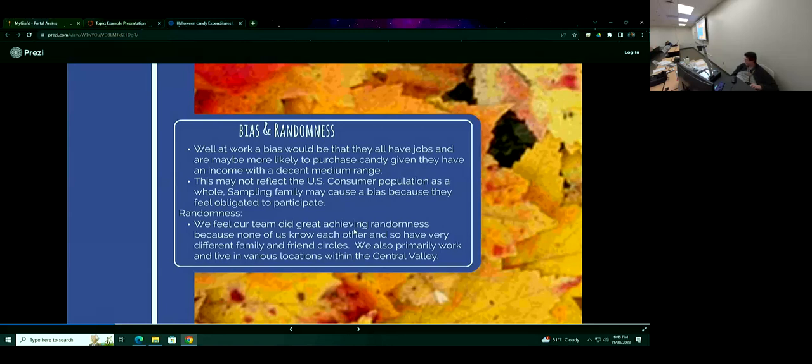So since they were asking people that were employed, they might be more likely to purchase candy at a higher income because they were all working at decent jobs. So they thought that might affect the outcome of the answers. That is a bias, and may not reflect the US population because not everyone is in that median income group. They felt they were random. They didn't list 2 forms of bias, they only had 1, but they tried to be random.